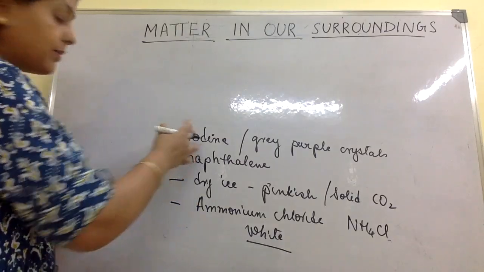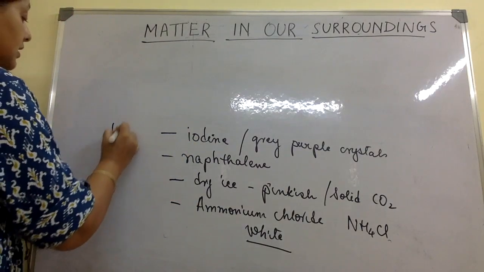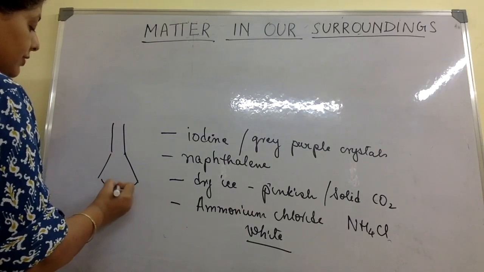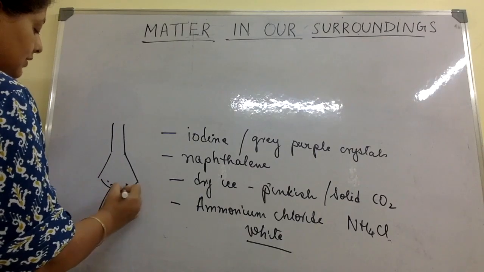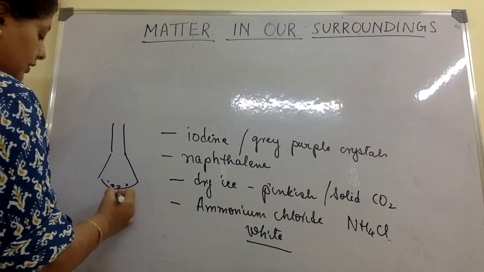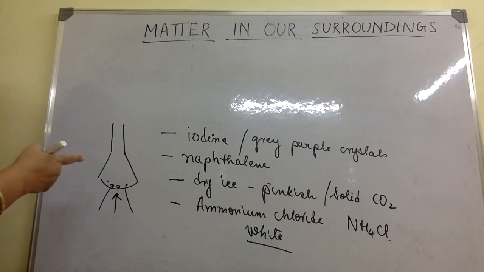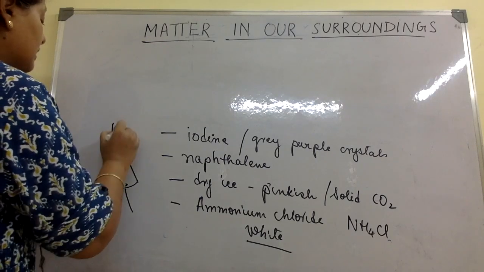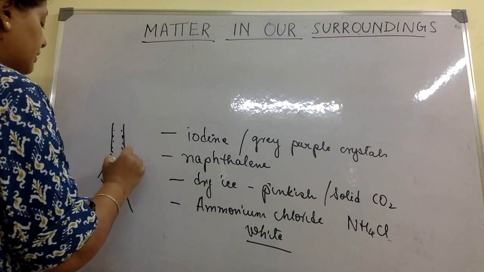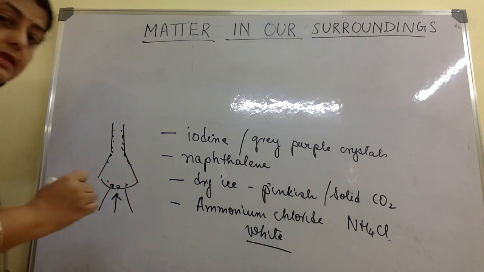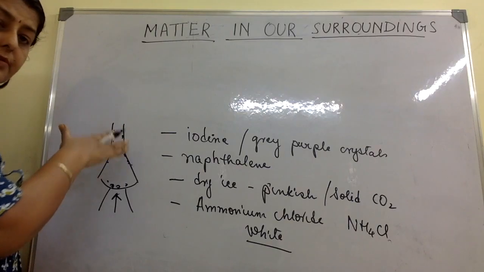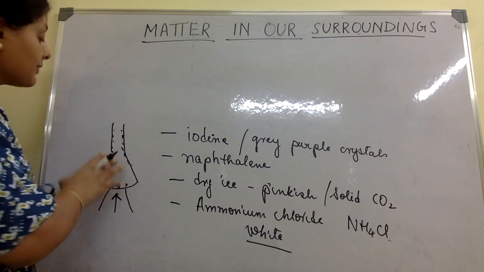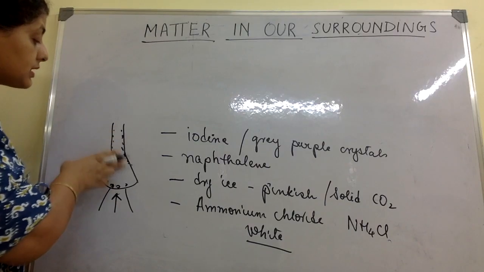So one experiment that is done with iodine is we take a funnel and we keep a petri dish here, we put some iodine crystals and then we heat it. What happens is all the iodine vapors go and condense in this part of the funnel. So first it will vaporize from here on heating, no liquid formation. That is why it is called sublimation. And then it goes and deposits over here.